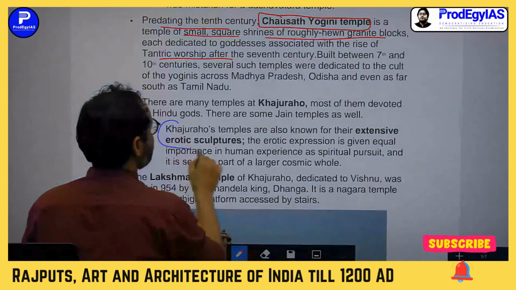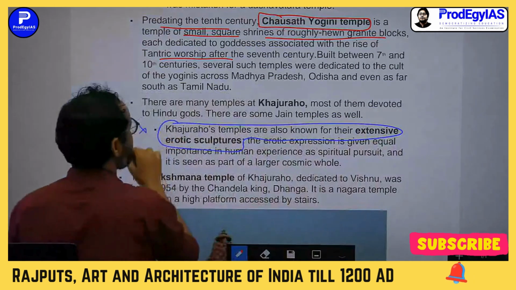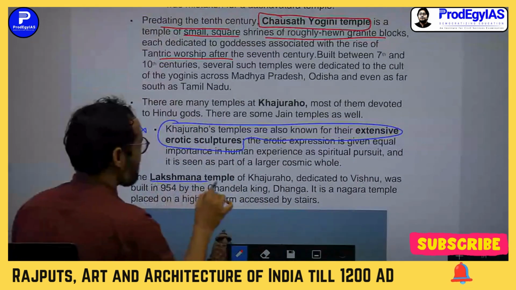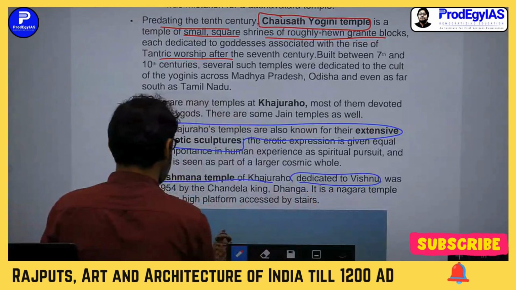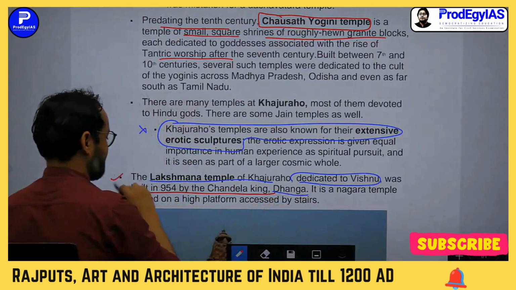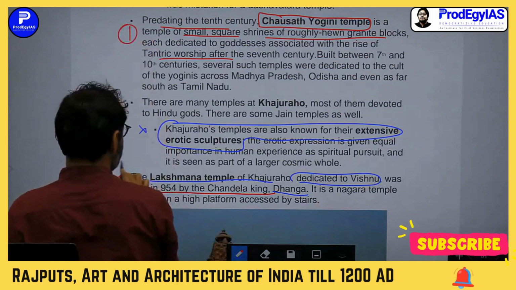You already know this. There are erotic sculptures, no need to write this. Okay. Don't write this. Just read this. The Lakshmana temple of Khajuraho is dedicated to Vishnu. This is very important. Built during this time period. Please write this. First this one, then this one.